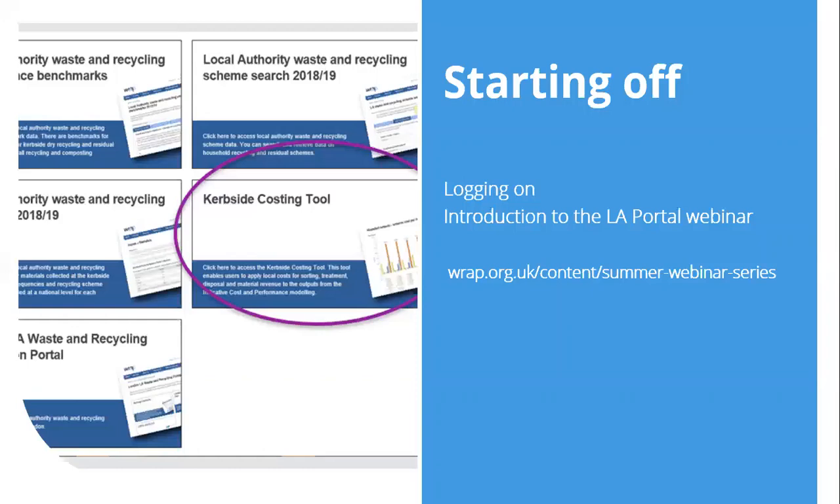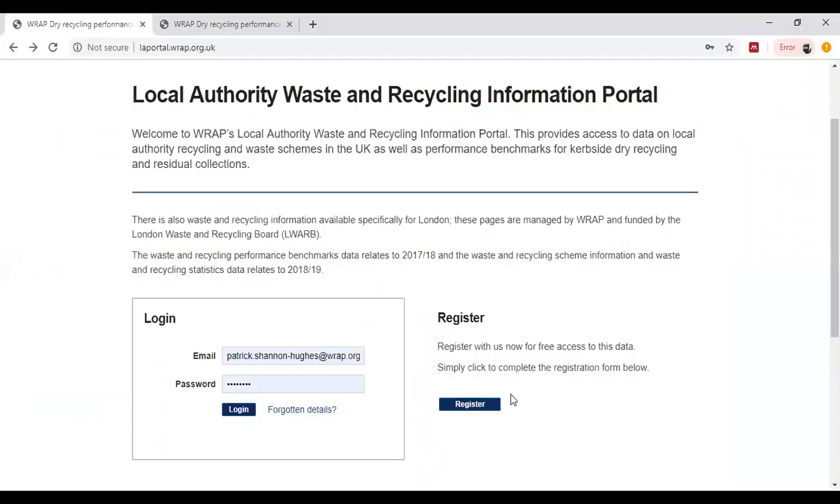So we have to flick in between to the local authority portal now and straight into the tool. Okay, just in case anyone is not on LA portal. Yeah, so the URL, the website is laportal.rap.org.uk. It's very simple to register.